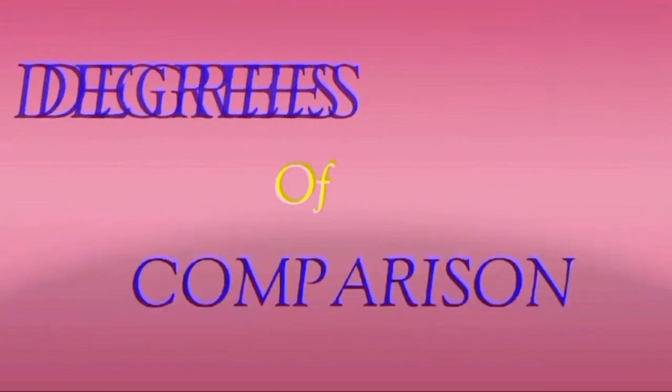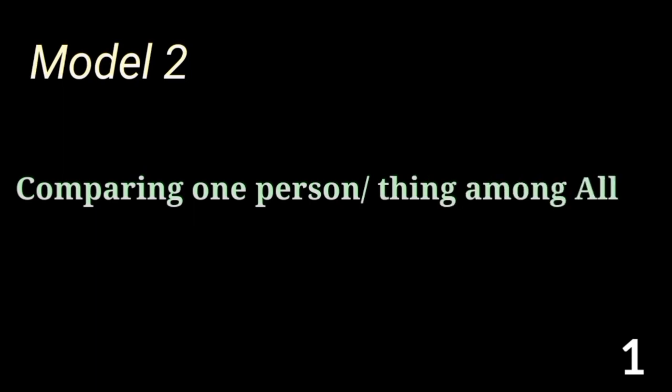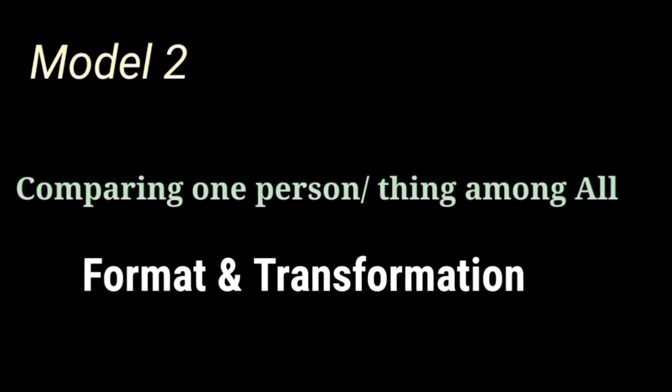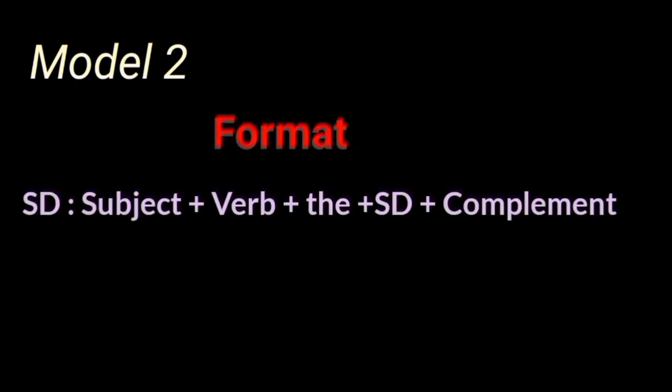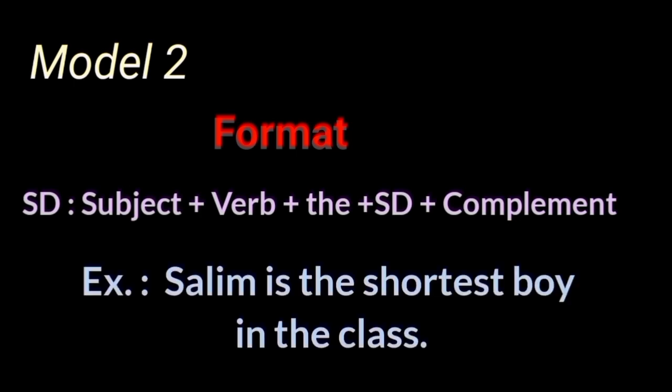Degrees of Comparison. Part 2. Model number 2. Comparing one person or thing among the whole. Format and transformation. First format: superlative degree. Format: subject plus verb plus the plus superlative degree plus complement means balance sentence.